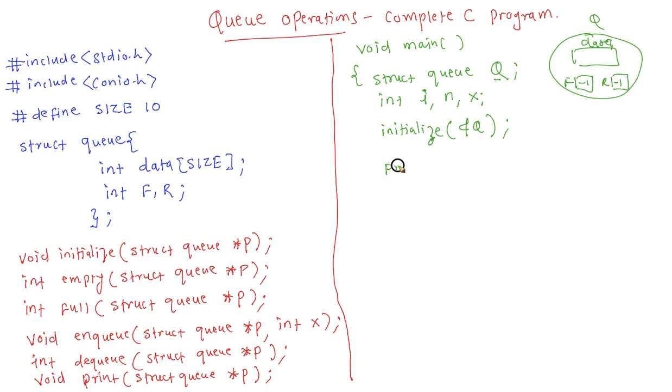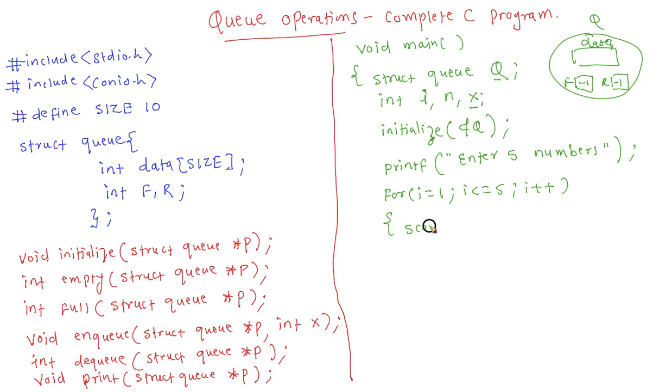So I'll ask the user printf, enter 5 numbers, right? These 5 numbers we want to insert in this queue, right? So I'll read the 5 numbers: for I assigns to 1, I less than equal to 5, I plus plus, right? So the user will enter the first number and that I'll store in, let's say, X. So scanf, the number entered by the user I'm storing in X.